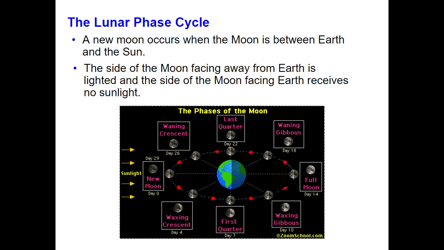And based on that, your first quarter is when most of what we see of our moon is on the right, and your last quarter is what we're going to see on the left. Waning means that it is going towards the sun. Waxing means it is going away from the sun.